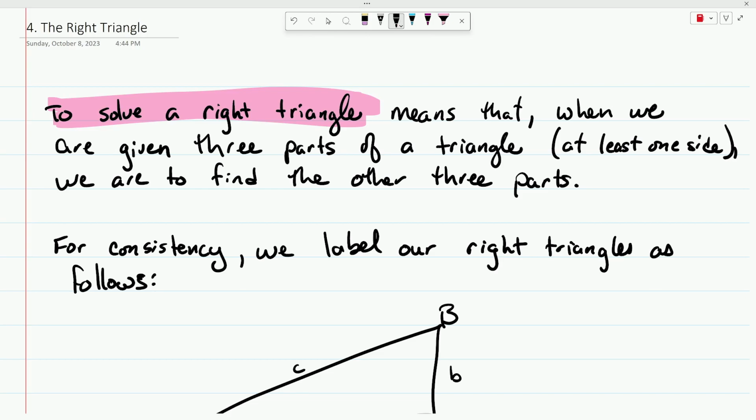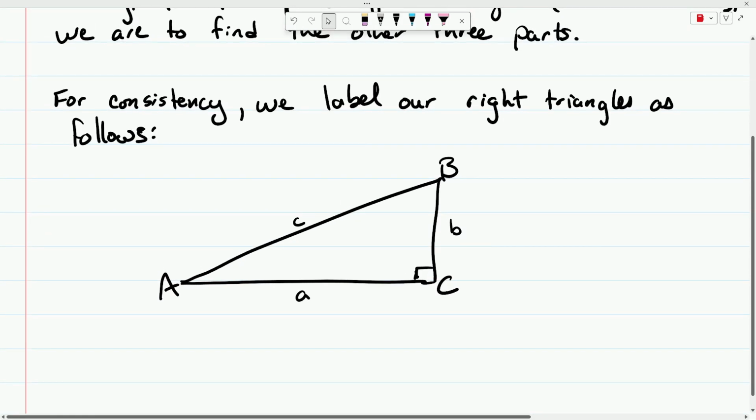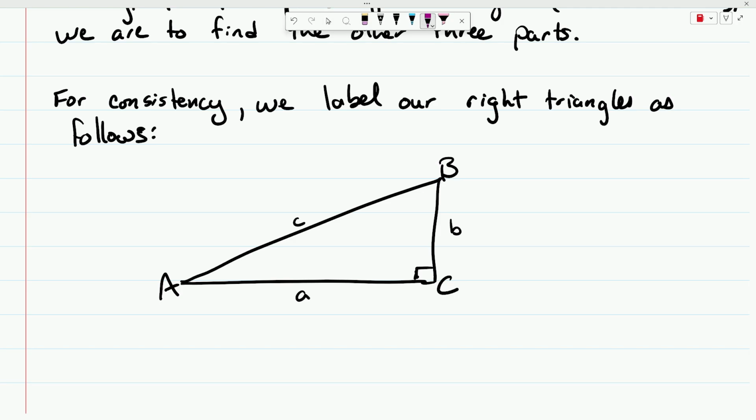Now, to do this, we need to have some sort of consistency. Therefore, we're always going to label our right triangle as follows. Our angles are capital A, capital B, capital C, with C being the right angle. And then our sides are going to be lowercase a, lowercase b, and lowercase c. The most important part is that these two match. The right angle will always be opposite the hypotenuse. Otherwise, none of this is going to be right.